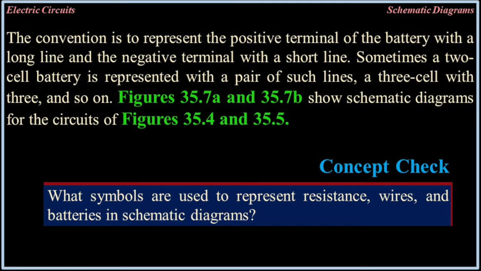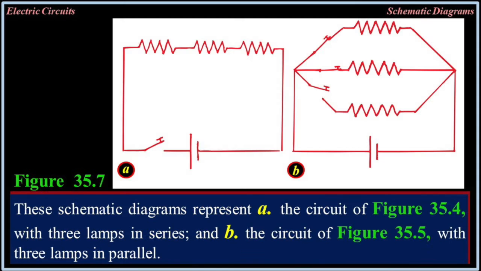The convention is to represent the positive terminal of the battery with a long line and the negative terminal with a short line. Sometimes a 2-cell battery is represented with a pair of such lines, a 3-cell with 3, and so on. Figures 35.7a and 35.7b show schematic diagrams for circuits of figures 35.4 and 35.5. Concept check: what symbols are used to represent resistance, wires, and batteries in schematic diagrams?